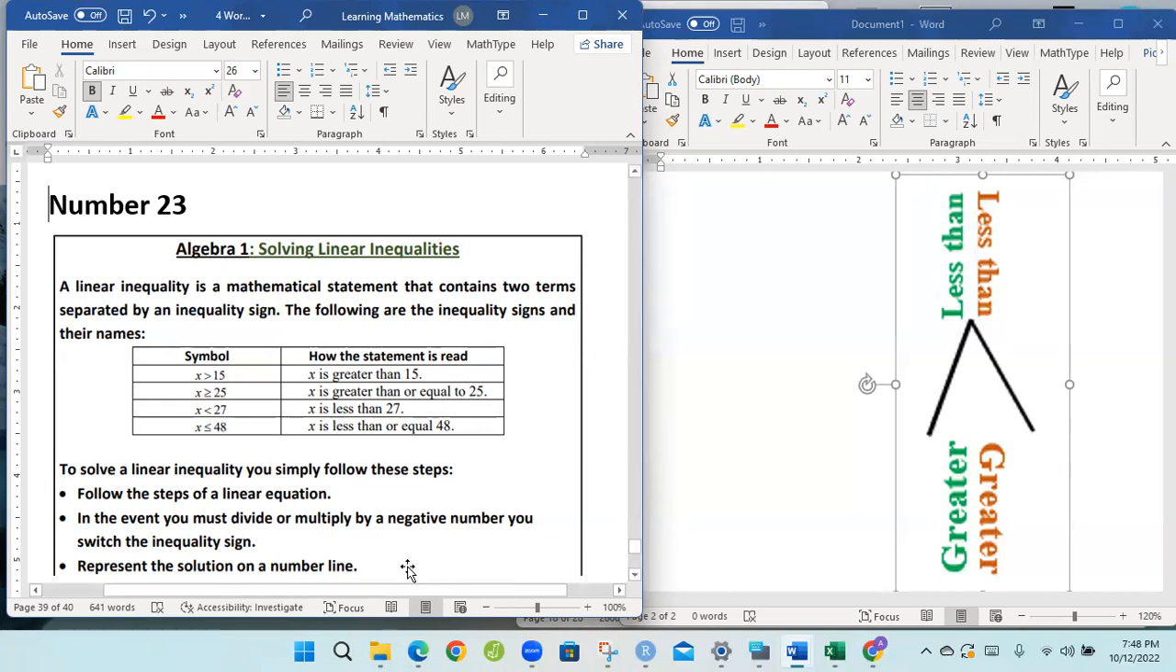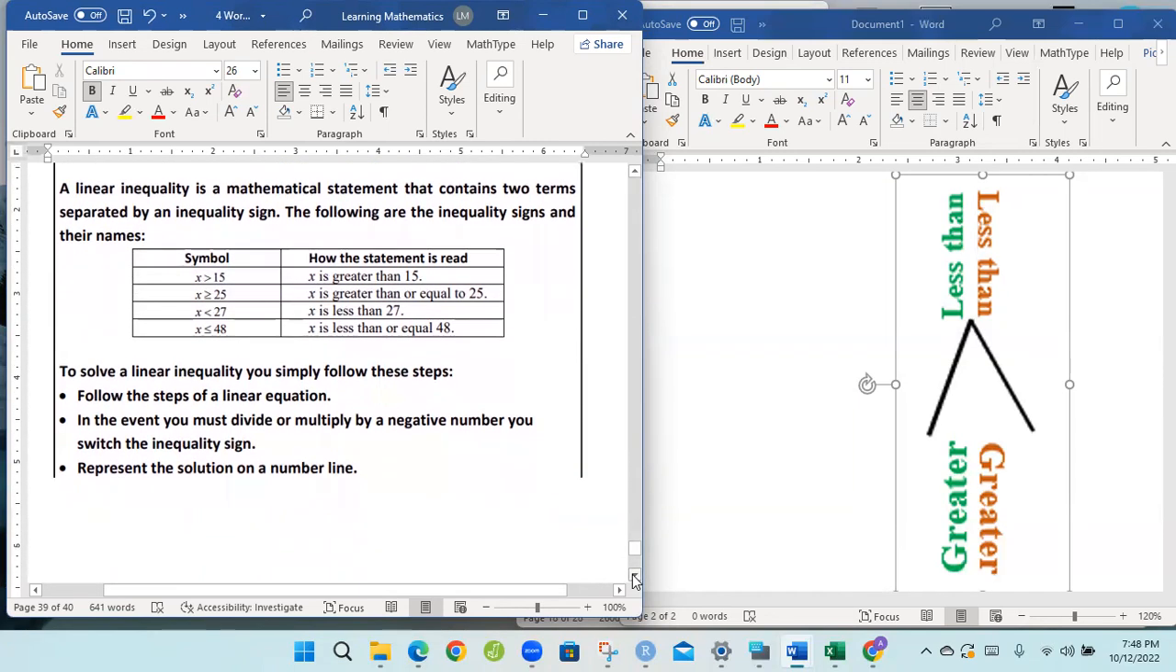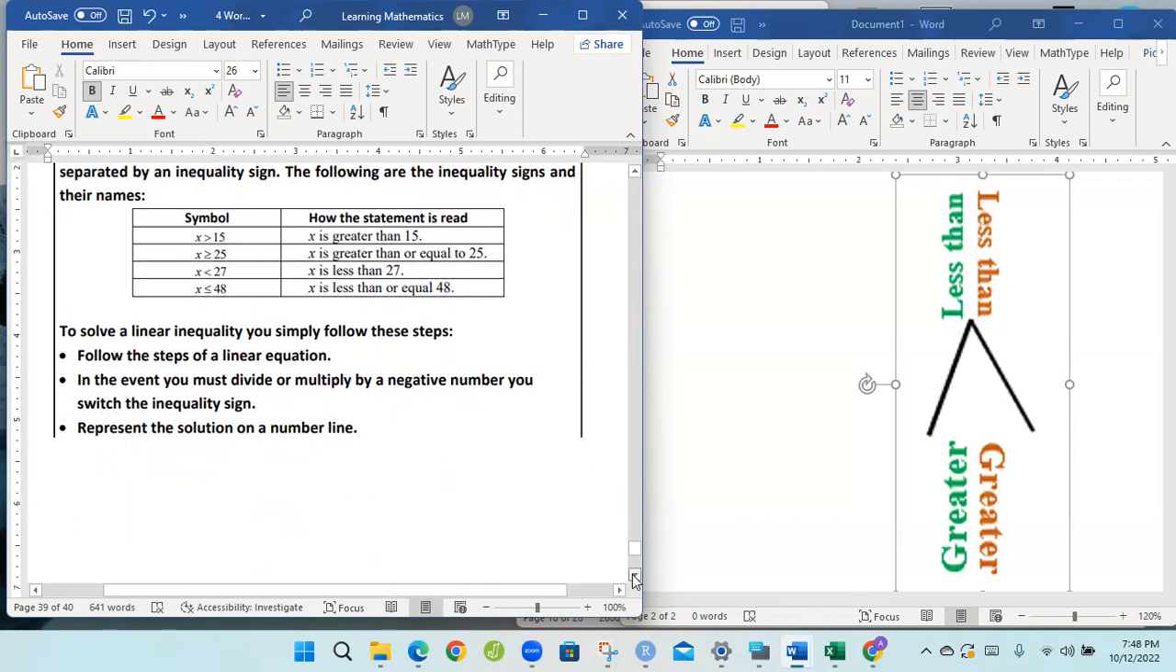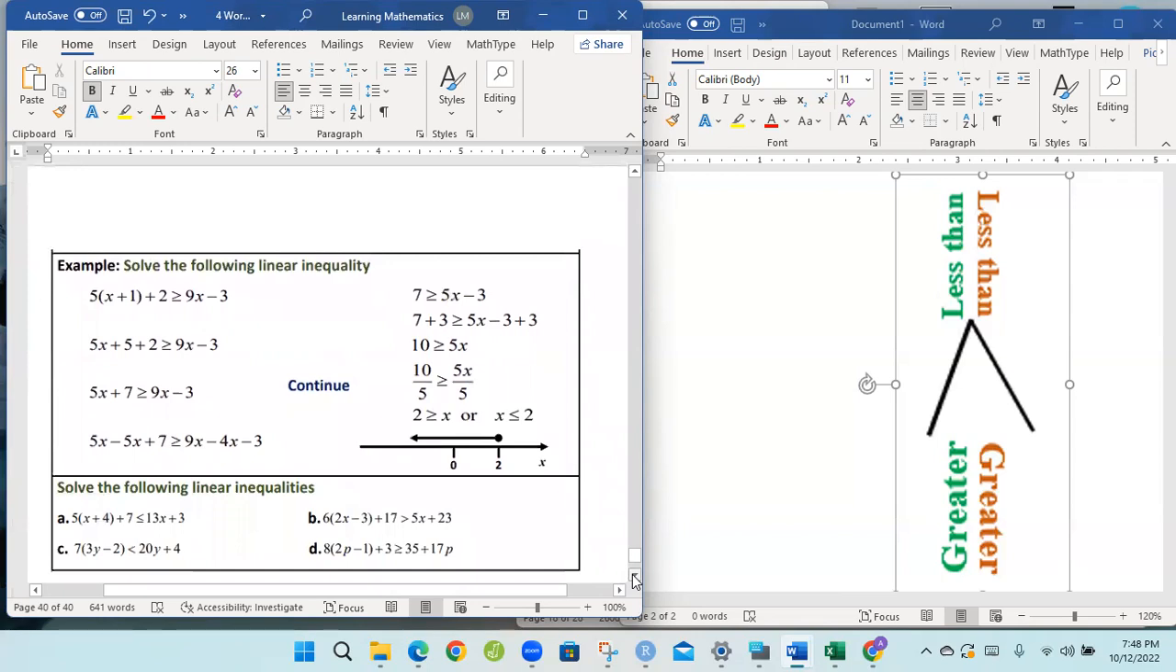of the inequality sign. And you can represent your solution on a number line, because you will be saying all the numbers that are greater than, and it's a whole set of them, and all the numbers that are less than is a whole set of them. For example, here we have an example, and we're going to discuss it.